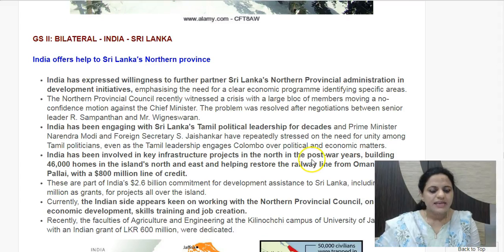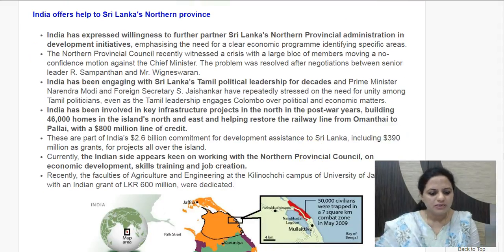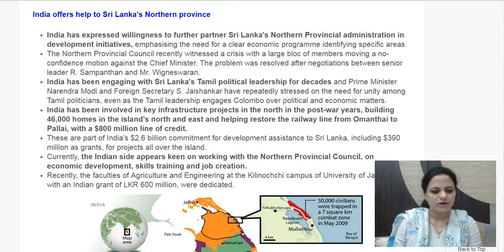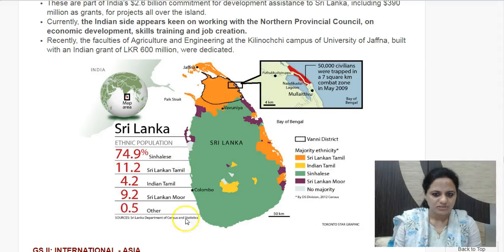Then next is India offers help to Sri Lankan northern provinces. So you should know about Sri Lanka. When you say the northern provinces, these are the provinces where the Tamil population resides. So this is the ethnicity of Sri Lanka also shown here. So you can see the major population is Sinhalese.